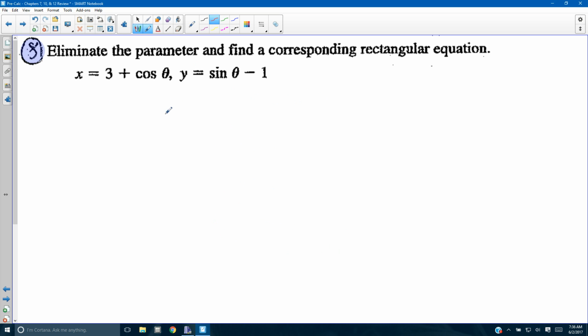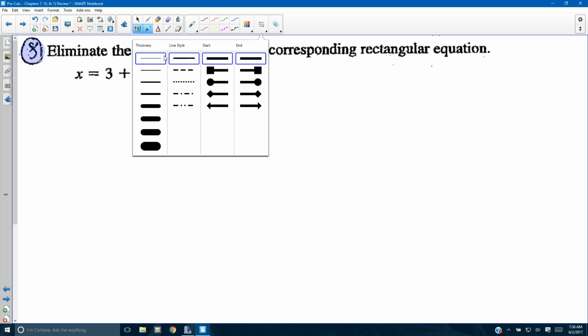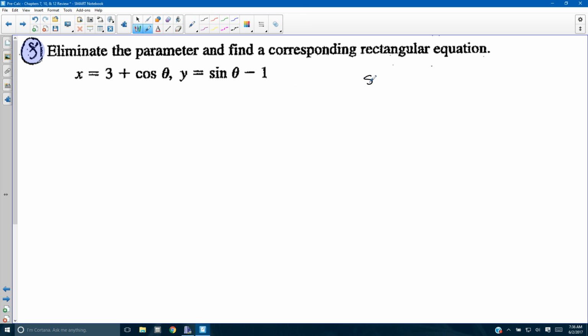Number 8, eliminate the parameter and find a corresponding rectangular equation. Okay, so for this kind of problem, there's also a hint that we can throw out for you that has to do with basically getting rid of the trig functions here. Let's use the idea that sine squared of theta plus cosine squared of theta equals 1 for this to become rectangular or Cartesian, using only x and y basically. There's no theta, no t, nothing like that involved from parametric.